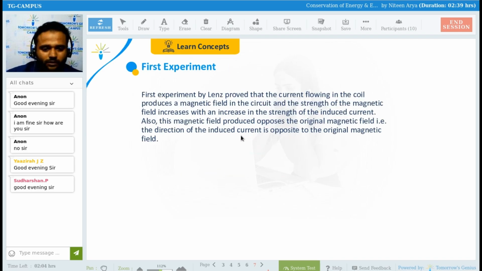Good. So the first experiment, or the Lenz law experiments, are important for the board exam, and I'm going to explain whatever is written over there. In the first experiment, Lenz proved that the current flowing in the coil produces a magnetic field in the circuit, and the strength of the magnetic field increases with an increase in the strength of the induced current. Also, this magnetic field produced opposes the original magnetic field. That is, the direction of induced current is opposite to the original magnetic field. Very simple, very basic. We already did this.